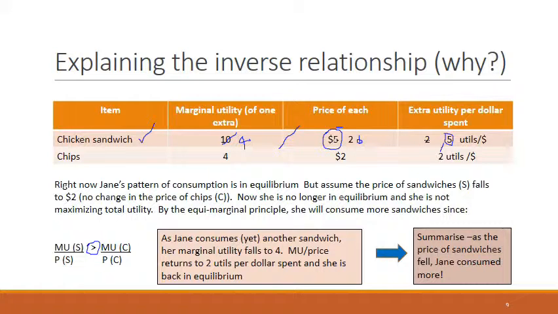So as Jane consumes another sandwich, her marginal utility falls to 4. MU divided by price goes back to 4 utils per dollar spent. Her consumption bundle is back in equilibrium. What actually happened? Let's just summarize from beginning to end. As the price of sandwiches fell, Jane consumed more. That's the typical result we get from the negative correlation of a demand curve, and we've explained it now in more complex and perhaps more realistic terms using the theory of marginal utility.